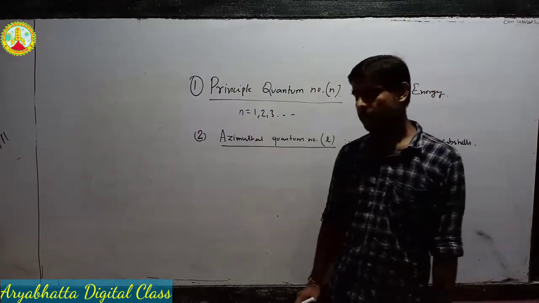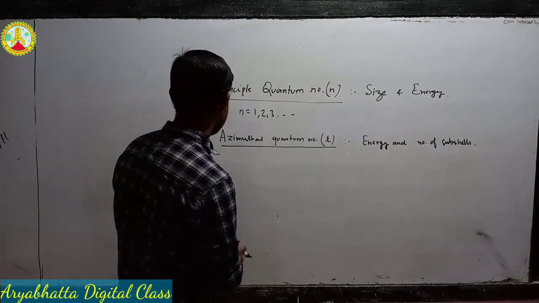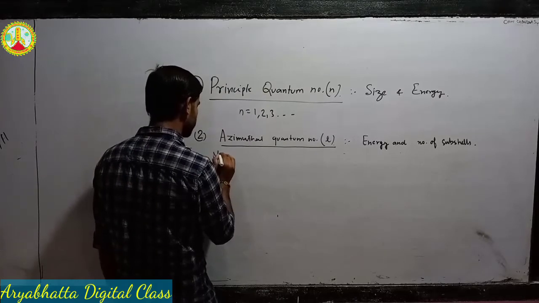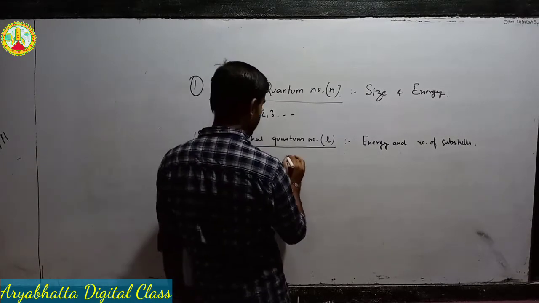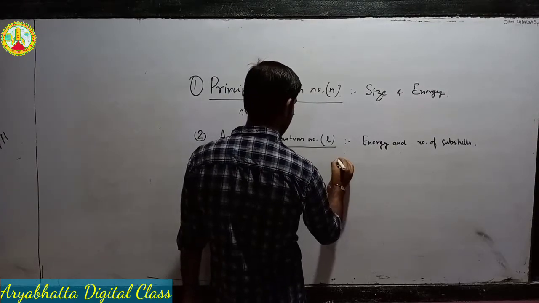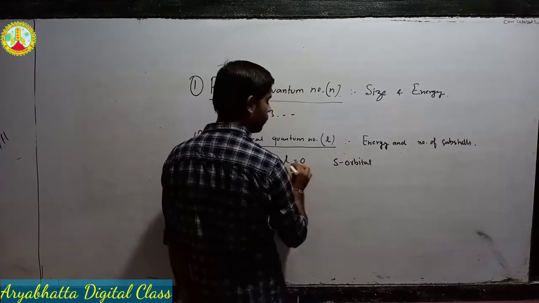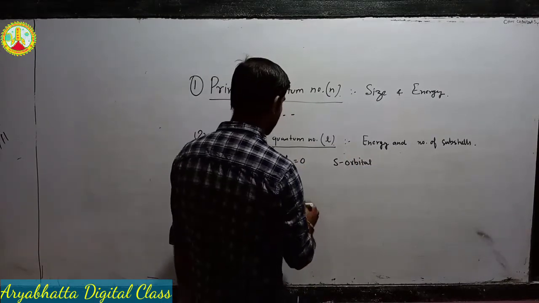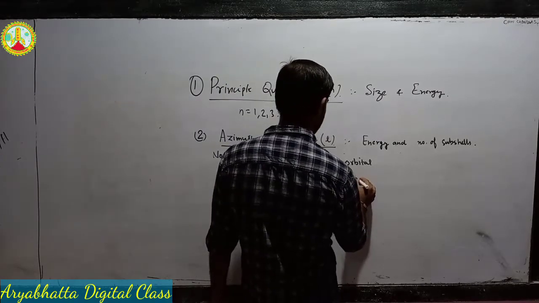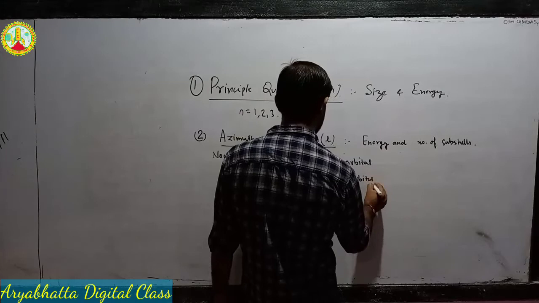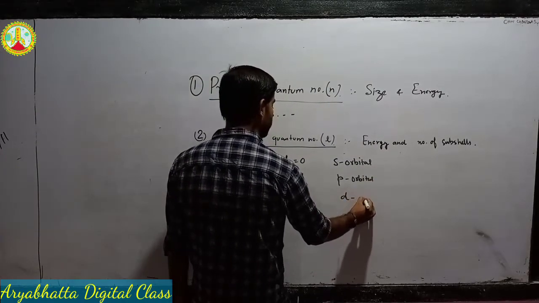And the number of orbitals in a subshell is 2l plus 1. Now you have to know these names. If l equal to 0, we have the s orbital. If the value of l is 1, it is called the p orbital. If the value of l is 2, it is called the d orbital.